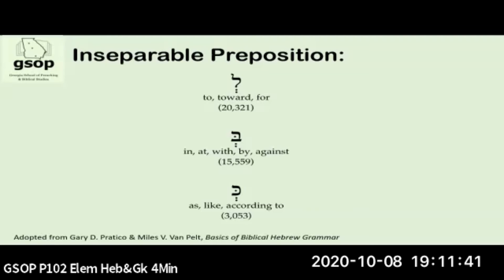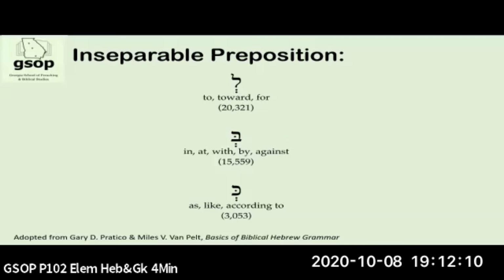And then you have the kaf, also with the shva underneath, which means as, like, or according to. It's used over 3,000 times. So it could be Kamelech, as the king, or like the king. And so you'll see these prefixed to words, functioning as the preposition. We'll show you a little more about this tonight as we go through it.